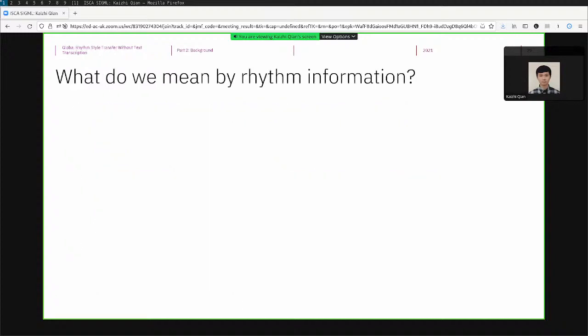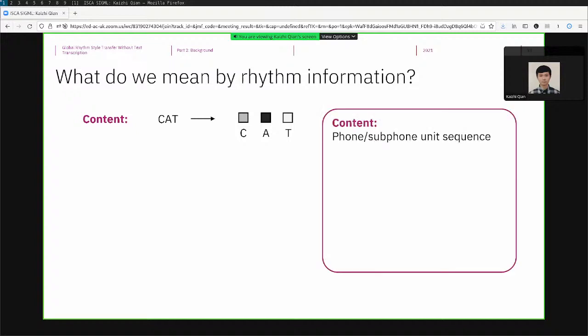Before I describe how AutoPST achieves this, I would like to take a moment to explain what we actually mean by rhythm information. Suppose a speaker wants to utter a word, say cat. Notice the cat consists of 3 phones, forming a phone sequence of length 3. We refer to such phone sequence information as the content information.